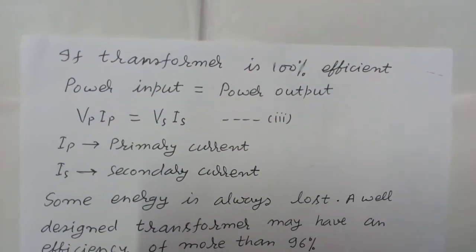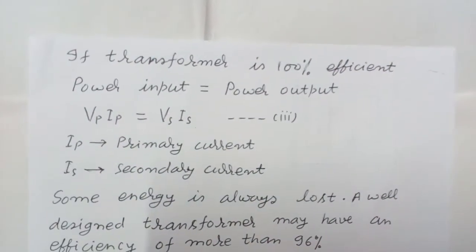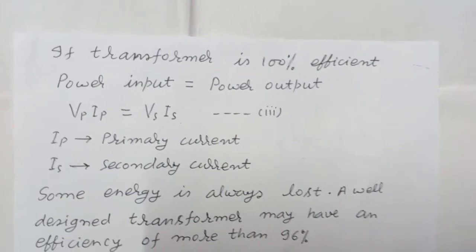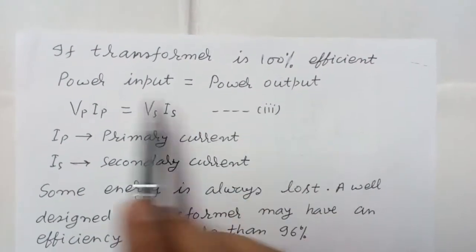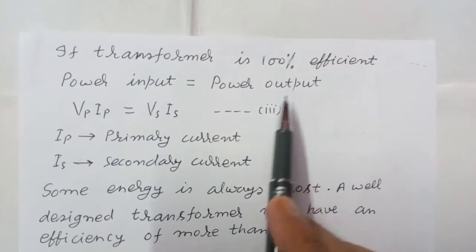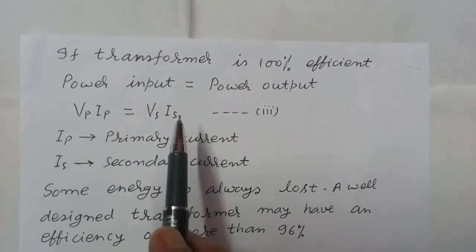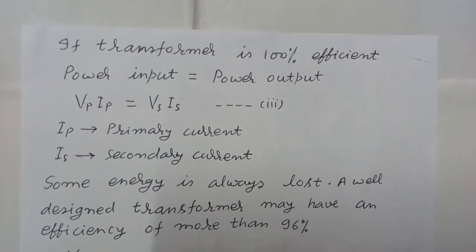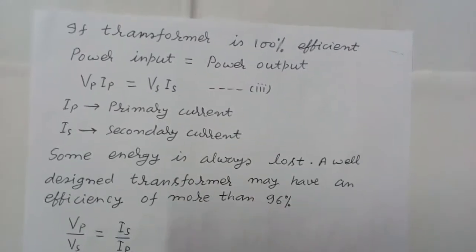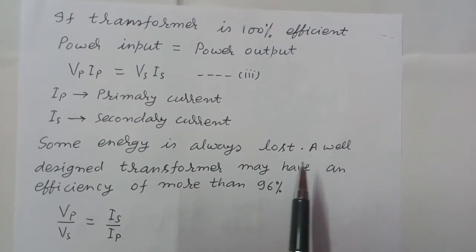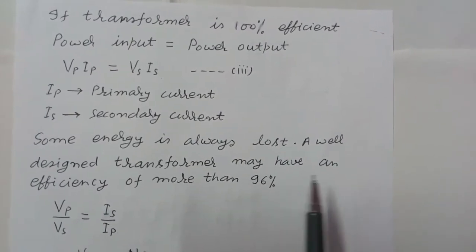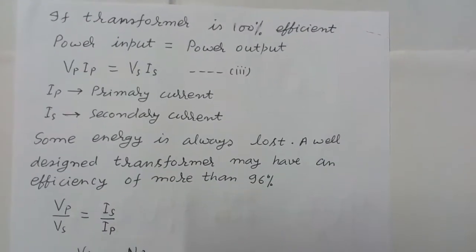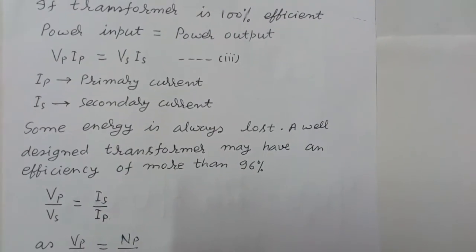Now suppose the transformer is 100% efficient, but in actual practice this is not so. But suppose this transformer is 100% efficient, then power input is equal to power output. If primary current is Ip and secondary current is Is, then Vp into Ip is equal to Vs into Is, because we know that power is equal to voltage into current. Some energy is always lost. A well-designed transformer may have an efficiency of more than 96%. We will see how this energy is lost.